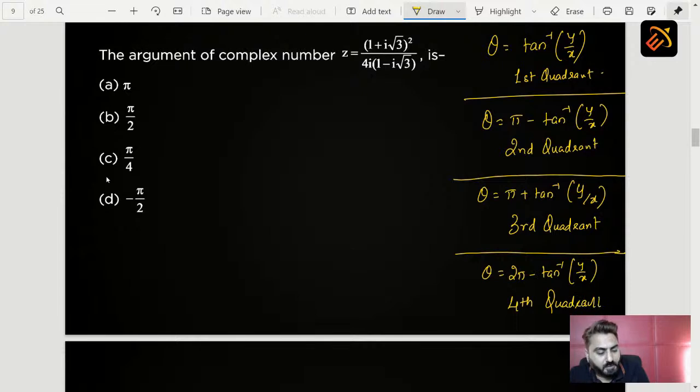So students, this was about the formula of amplitude in 4 different quadrants, and this you have to remember. What are the different formulas of amplitude? They are tan inverse y by x, pi minus tan inverse y by x, pi plus tan inverse y by x, and 2 pi minus tan inverse y by x. These formulas will vary according to your quadrants, and these are the formulas according to your first, second, third, and fourth quadrant respectively. So students, I hope you understood what is the formula of amplitude.